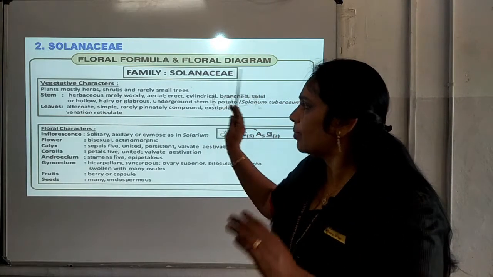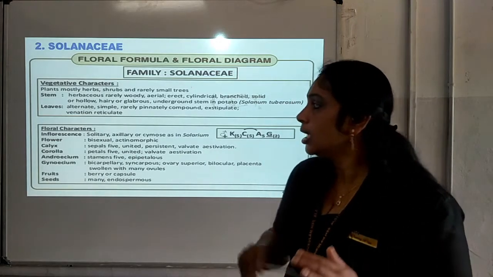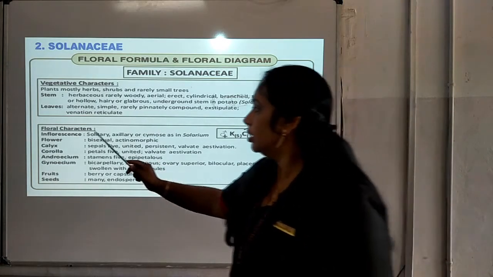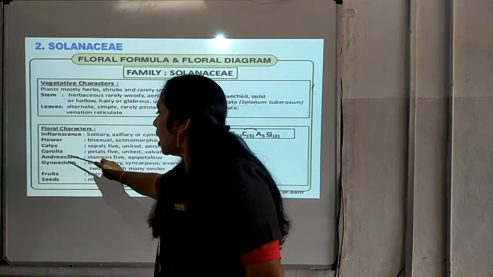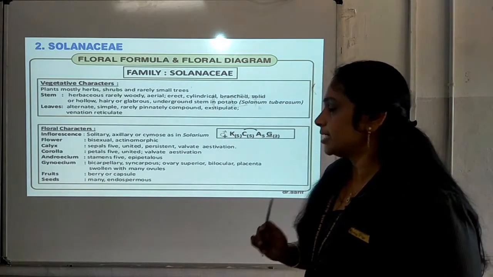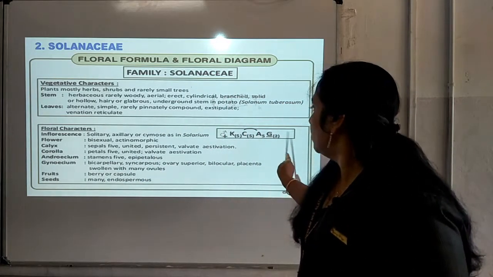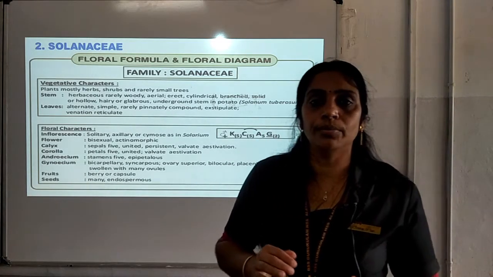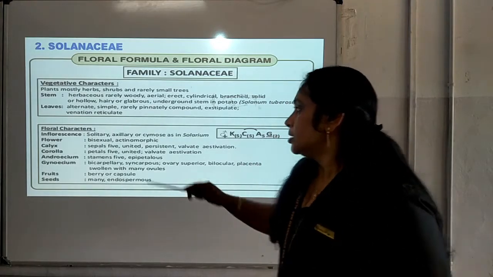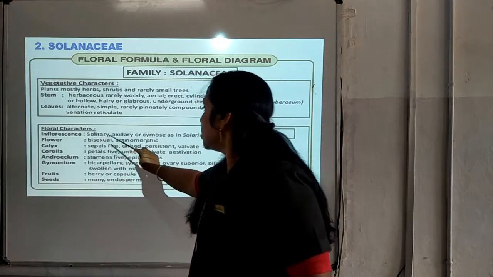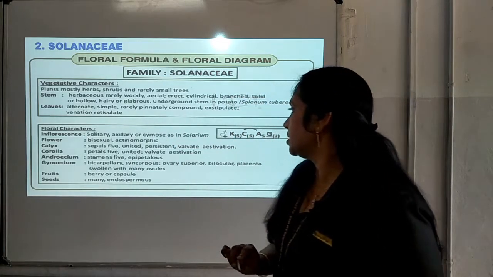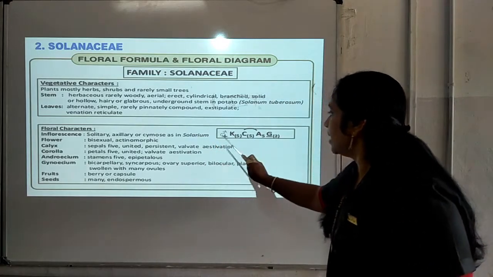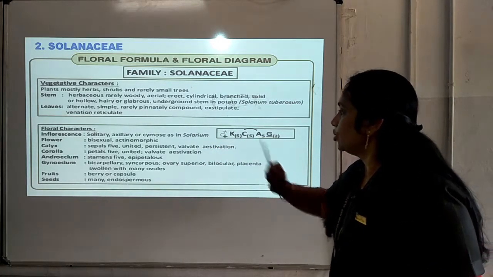You have to just understand the vegetative characters, my dear children. The important part which you have to learn is the floral character, in which you have to learn about flower, calyx, corolla, androecium and gynoecium. As I told you, based on this you have to prepare the floral formula, and based on the floral formula you have to prepare the floral diagram. So, inflorescence is solitary, axillary or cymose, isn't it? And the flower is bisexual, actinomorphic. So, flower bisexual and actinomorphic.